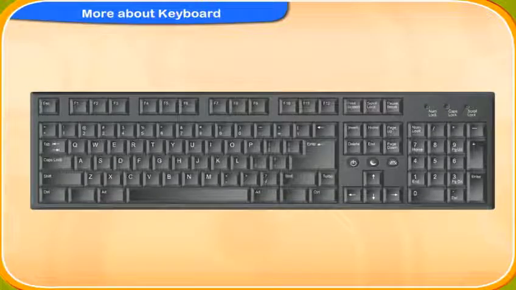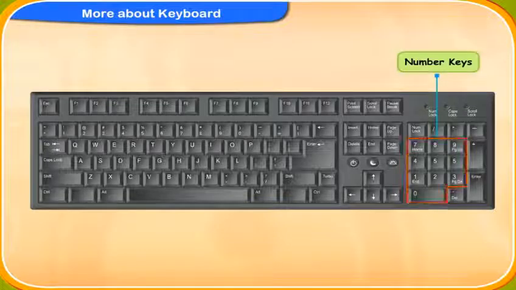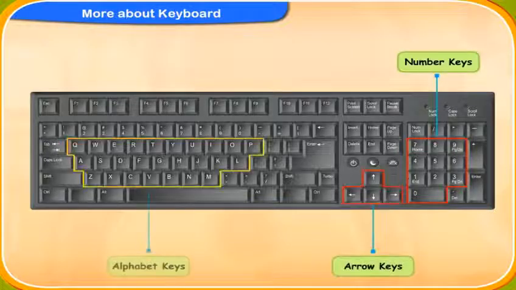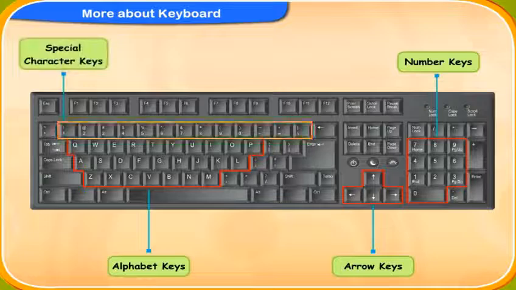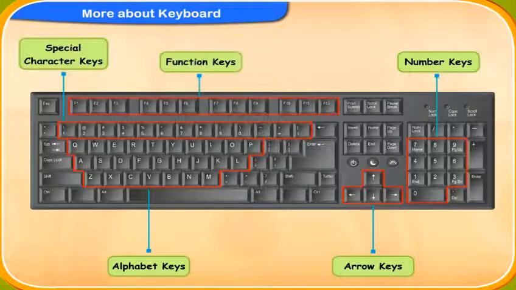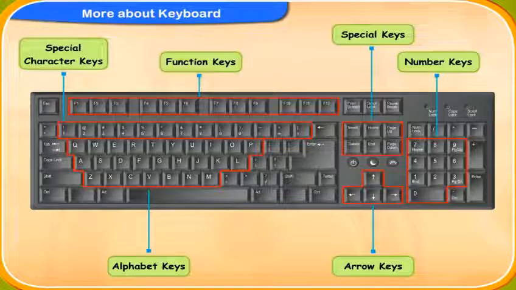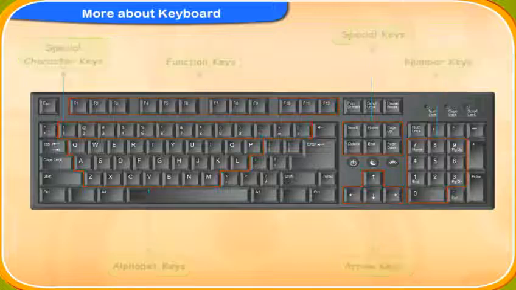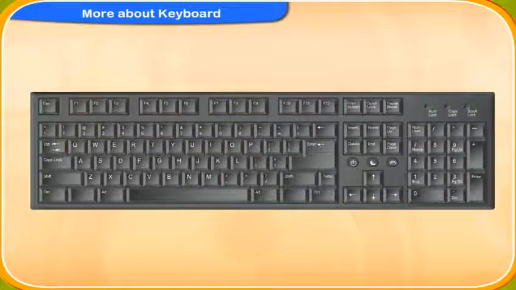Correct. You see, a keyboard has 6 different types of keys on it. What are they, Kliko? They are the number keys, arrow keys, alphabet keys, special character keys, function keys and special keys. Tell me more about them. Sure. Let's begin with the number keys.